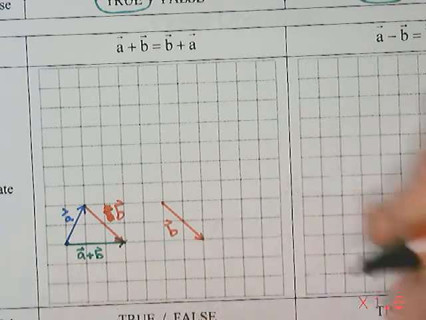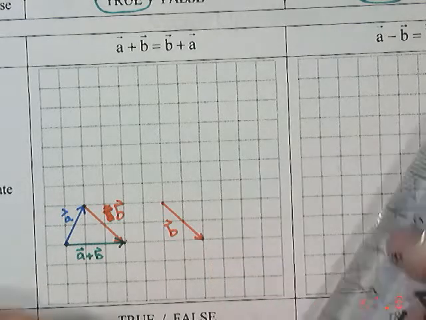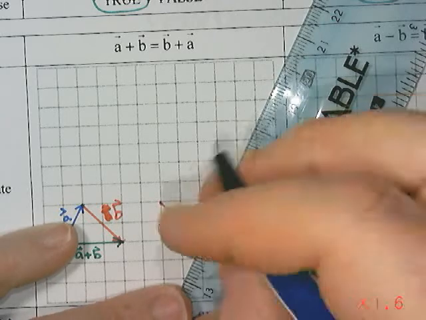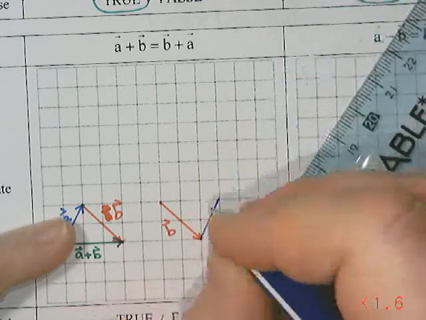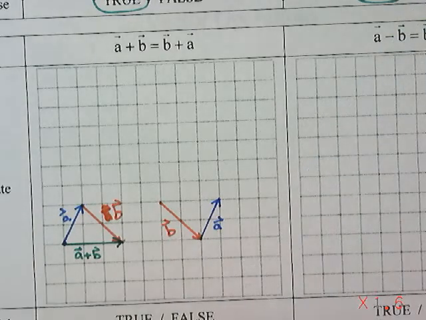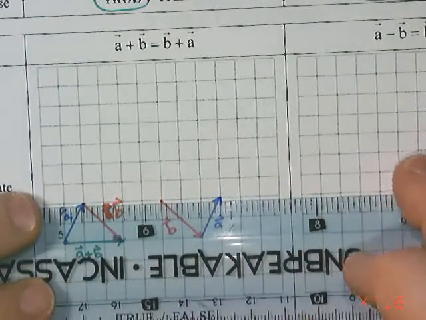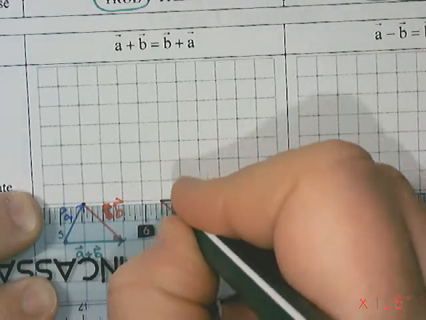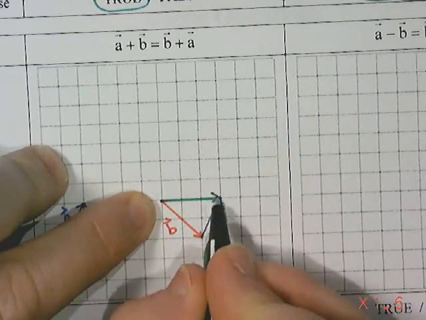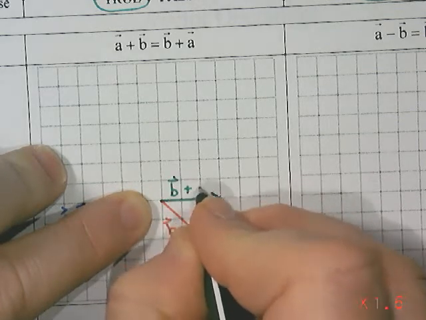There's B. And then to that we are adding A. A goes 2 squares up, 1 square over. It needs to start where we ended off here. Okay, and then I draw in my resultant from where we started to where I finished. So I started at the beginning of B, we finished at the end of A, and that was B plus A.